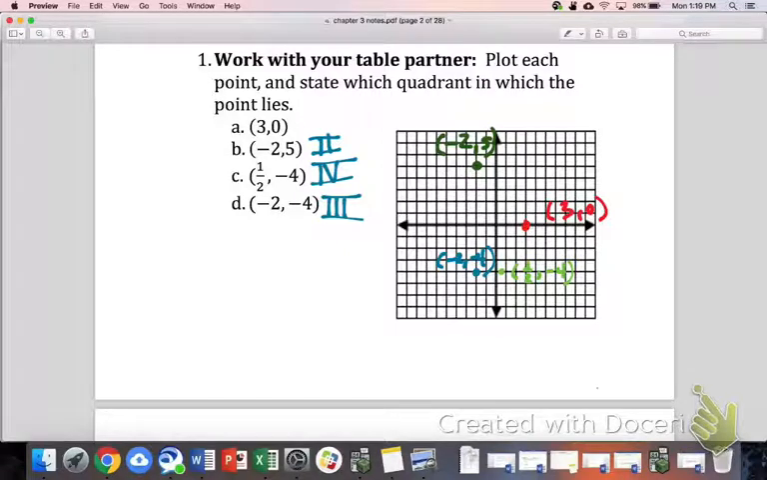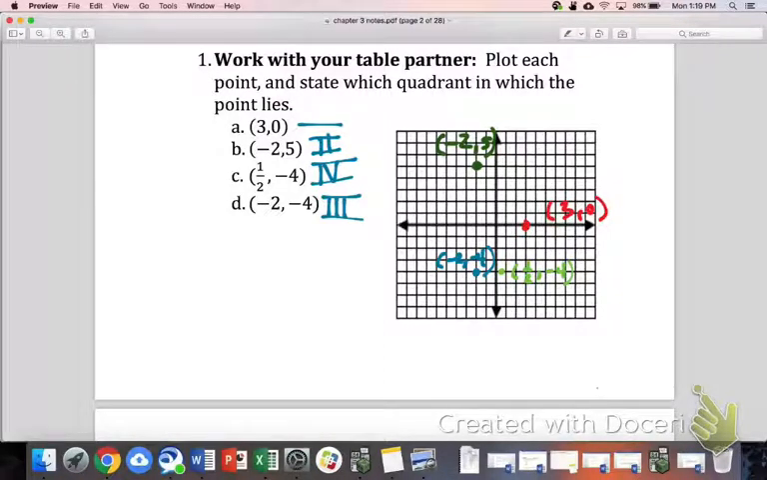What quadrant is that in? It wouldn't be in a quadrant, would it? It's right on the x-axis, so it's not a quadrant at all. So it's not in any quadrant. It's right on the x-axis, so there really is not an answer to that question. It's not in the first or the second, it's just on the x-axis.